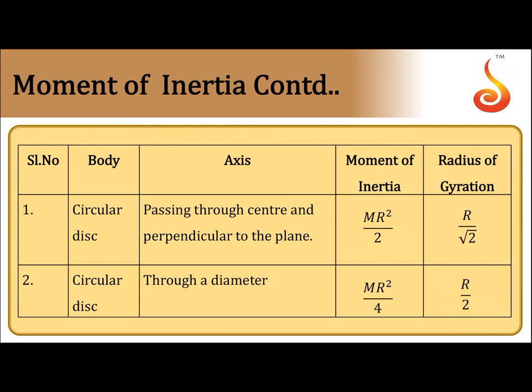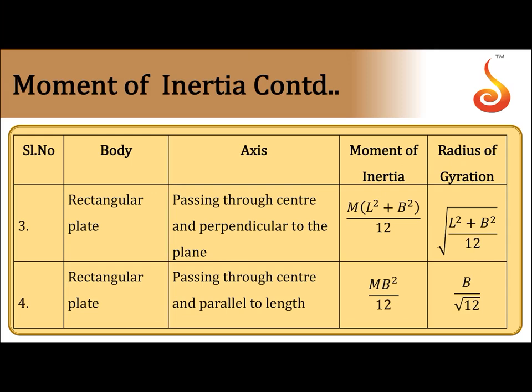So there is a list giving the moment of inertia of different shapes about different axes. For a circular disc, for an axis passing through the center and perpendicular to the plane, the moment of inertia is mr square by 2, and the radius of gyration is r by root 2. To calculate the radius of gyration, just take the coefficient of m, whatever is multiplied with m, as k square, then the root of that will give you k. For a circular disc through a diameter, it is mr square by 4, and the radius of gyration is r by 2.